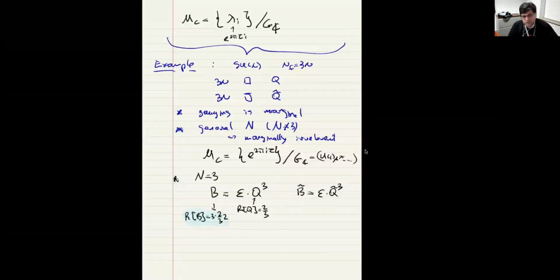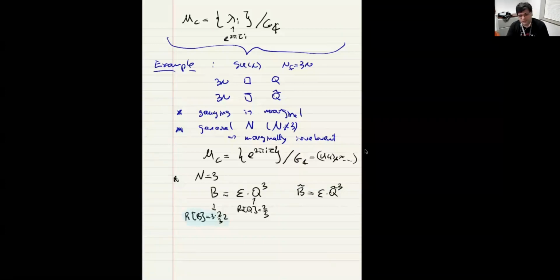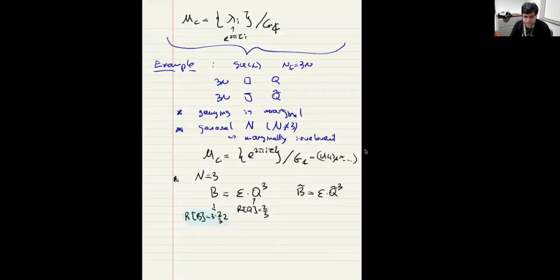If you wish for other values of N, the baryons are Q to the power of N. For N bigger than 3, they will have a large R charge and they will be irrelevant. And for N equal 2, these baryons, which are basically the same object as the mesons, will be relevant operators, some mass terms.